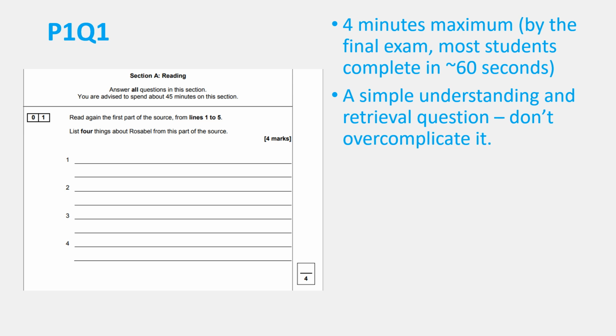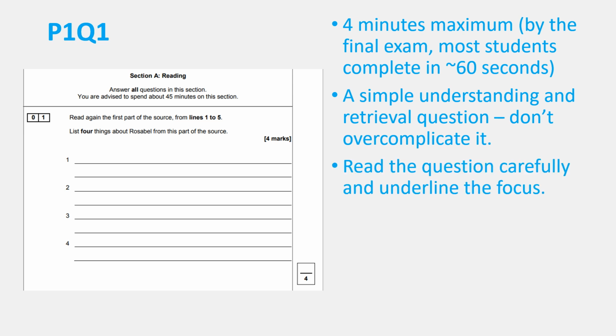Now, I've put here that you should spend 4 minutes on this question, but that is very much a maximum. And what I generally find is that by the time students get to the exam, they are so honed in terms of answering this question under exam conditions that most of them are kind of reading the extract almost as they're writing their 4 answers, and they do it in around 1 to 2 minutes maximum. So the first thing you're most likely to mess up in this question is spending too long on it and overcomplicating it, so don't.